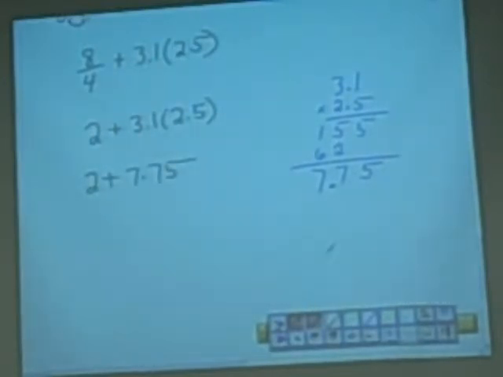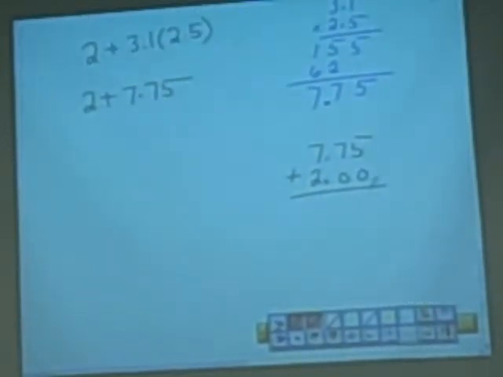Okay, now we're going to add, right? So where's that 2 going? Under the first 7. Under that first 7 decimal point. If you want to put zeros under that, you can. You don't have to for addition. 5, 7, 9. Okay? All right. Any questions with that?